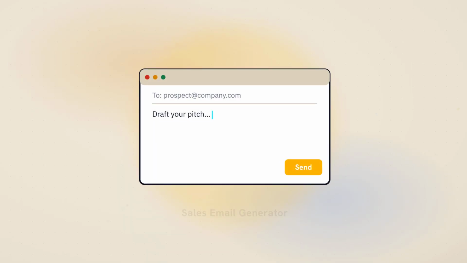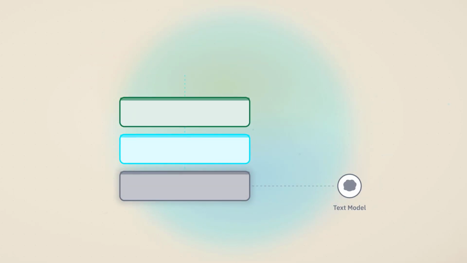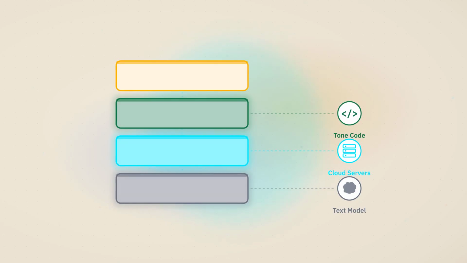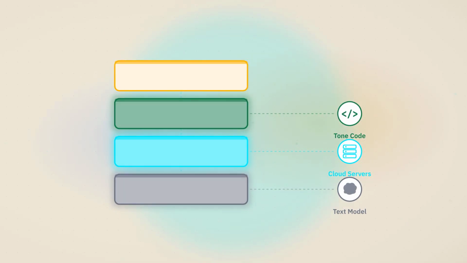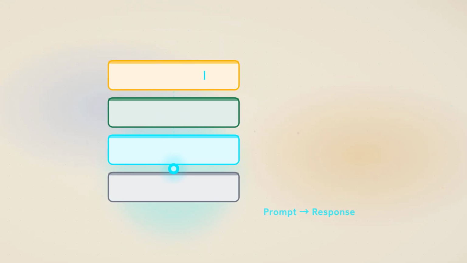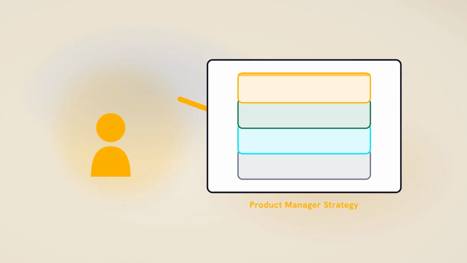Let's look at a real tool that writes sales emails to see how this works. The foundation is a generic text model. The wiring is the cloud servers routing your prompts. The rooms hold the code that adds your specific company tone. And the facade is just a simple text box and a send button. When you type a prompt, it travels from the facade, through the rooms and wiring, down to the foundation and back up again.